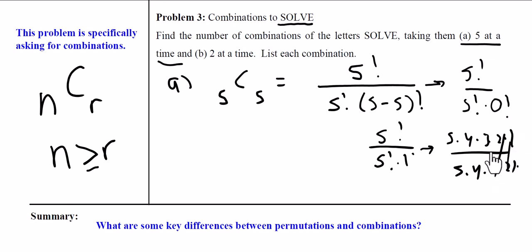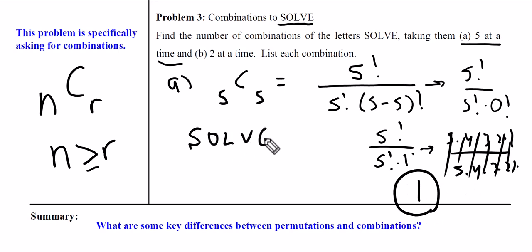And they all cancel out, right? So the answer is 0. No, the answer is not 0. What's 5 divided by 5? What's 4 divided by 4? What's 3 divided by 3? It's 1. So the answer is 1. So there's only one way to use the letters SOLVE.